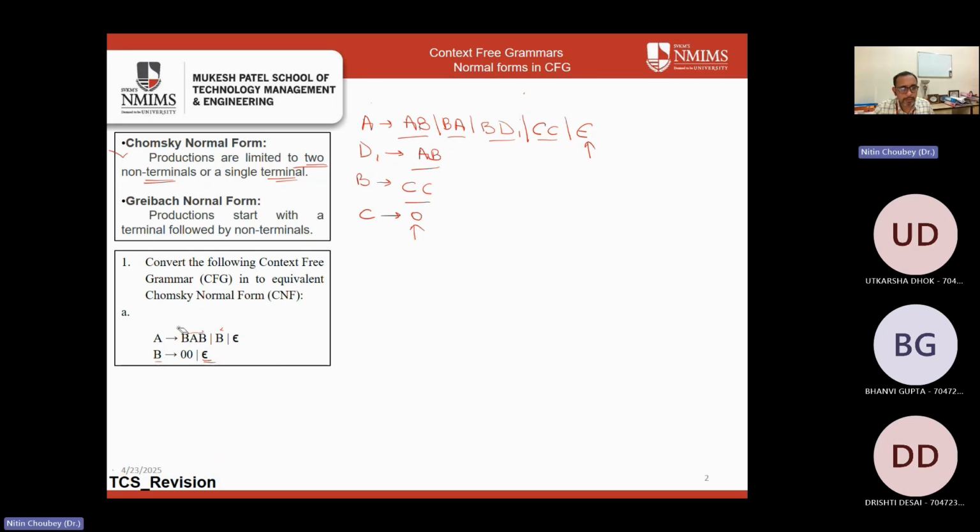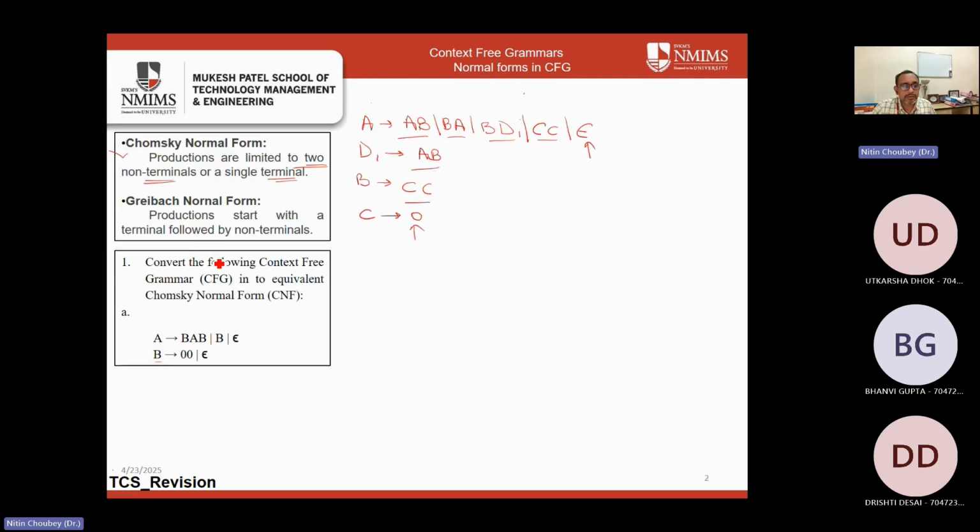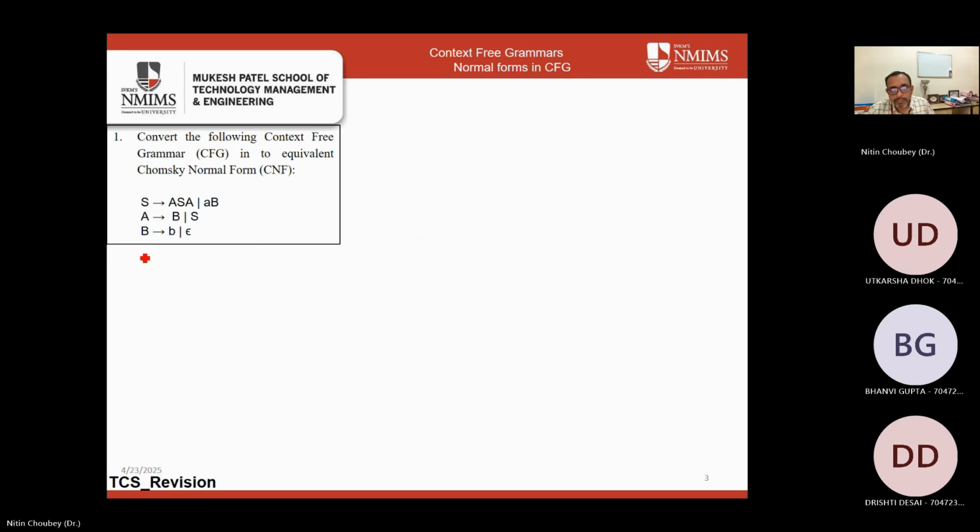So I have another problem available. We'll see how to check that. This is another grammar which we need to convert into equivalent CNF form. S gives ASA | AB, A gives B | S, B gives b. Now what is step number one? Step number one says removal of useless symbols from the grammar. Useless means the one which does not result in the generation of a terminal.